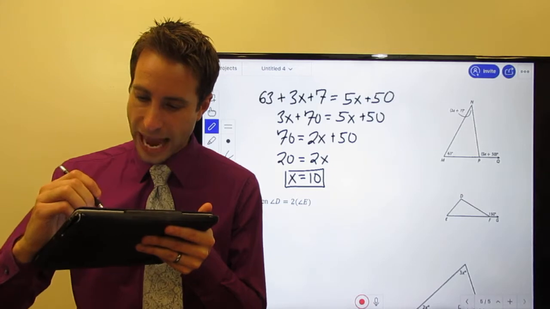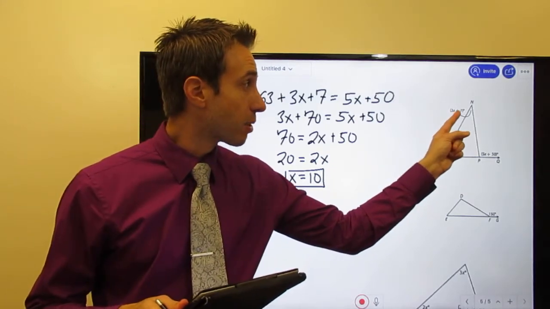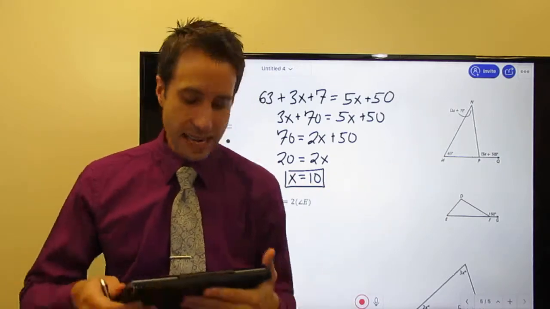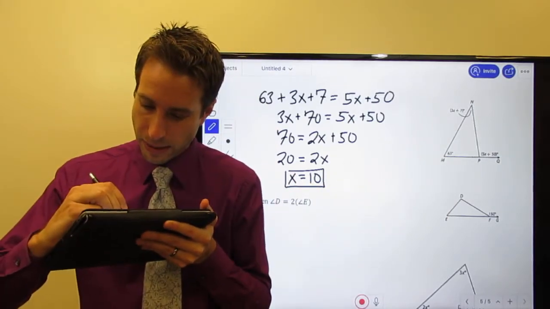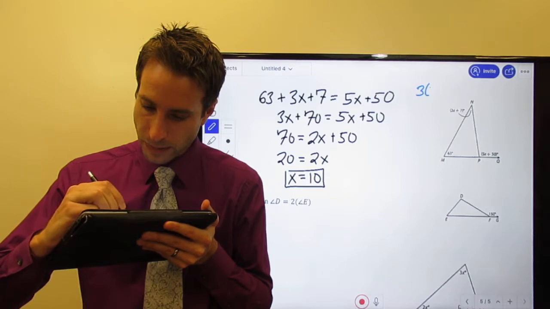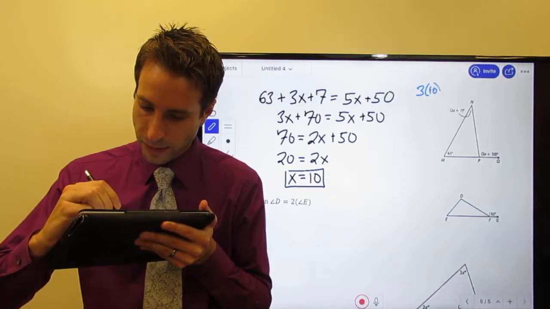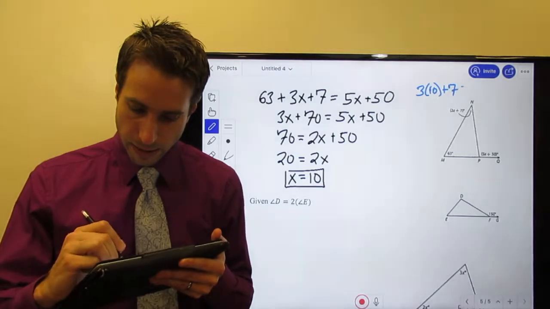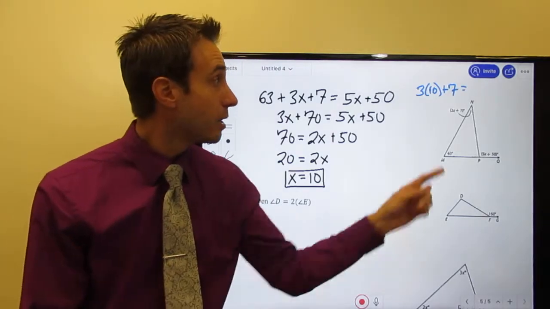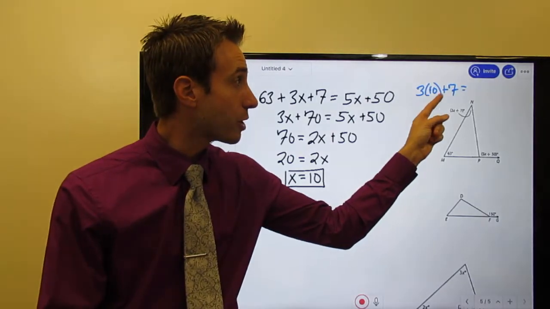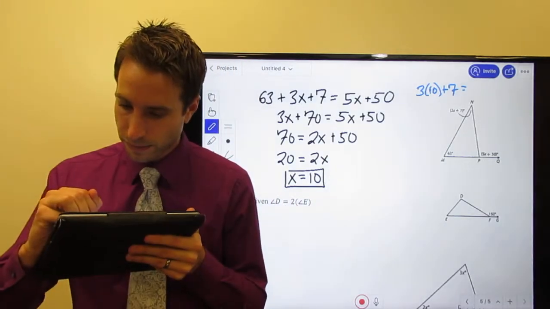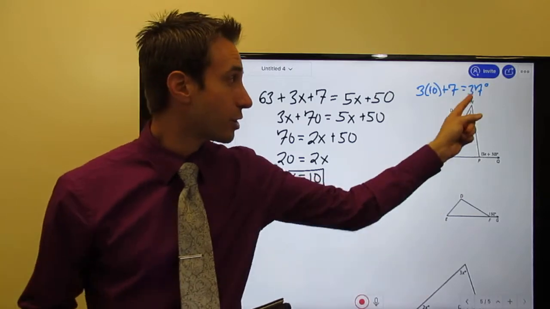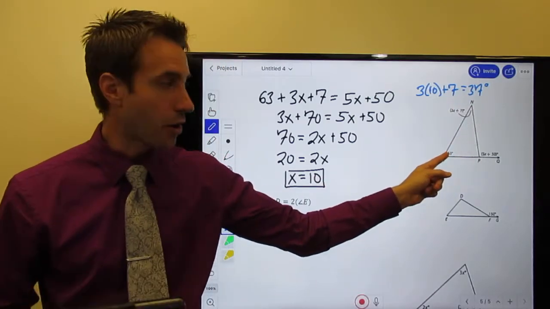I need 3x plus 7, right? What is it? Well, go ahead and drop a 10 in for x. So this is going to be 3 times 10 plus 7. 3 times 10 would be 30. 30 plus that, how about 37 degrees? Awesome, no problem. That's 37, that's 63, I already know that one.